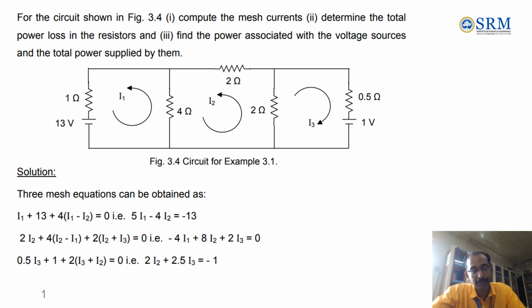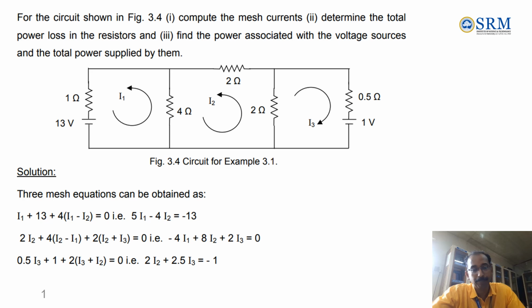This current starts from this negative plate, so I have mentioned here minus 13. If you assume in this way, it starts from the positive plate, you can substitute 13. So this is the equation number. This is very simple. In the same way, you can write the other mesh equations.